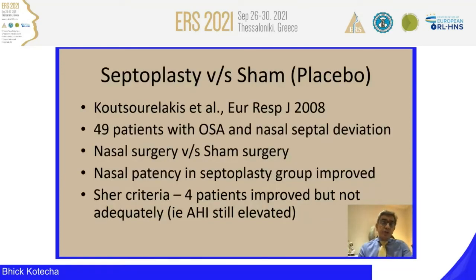So looking at the literature with nasal surgery for sleep disordered breathing, this lovely study in 2008 looked at 49 patients with obstructive sleep apnea and septal deviation. It was a randomized controlled study looking at nasal surgery versus sham surgery. And nasal patency in the septoplasty group improved for certain. And using the Sher criteria, which implies that the AHI should improve by more than 50% or be less than 15 per hour, in 4 patients it improved but not adequately.